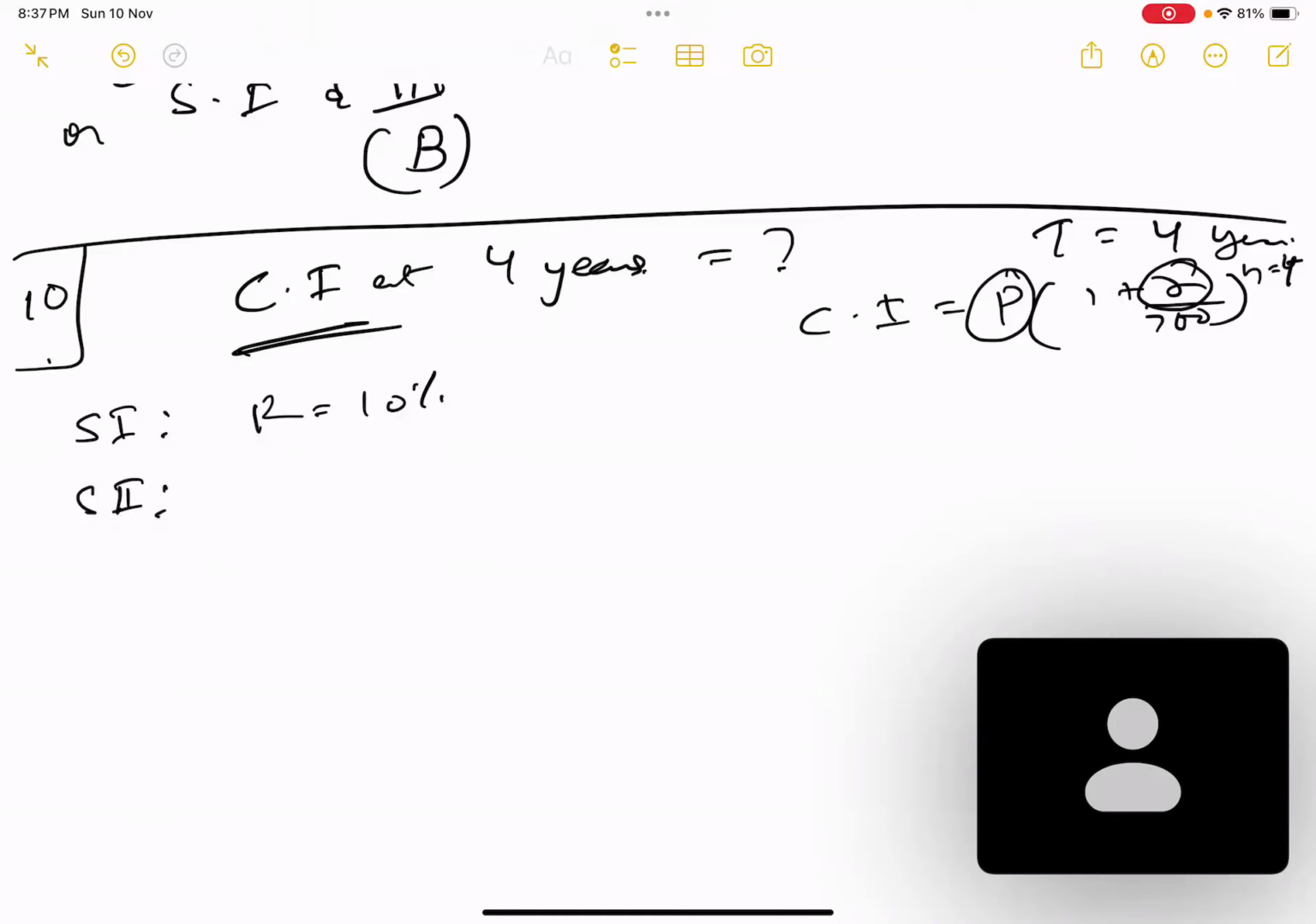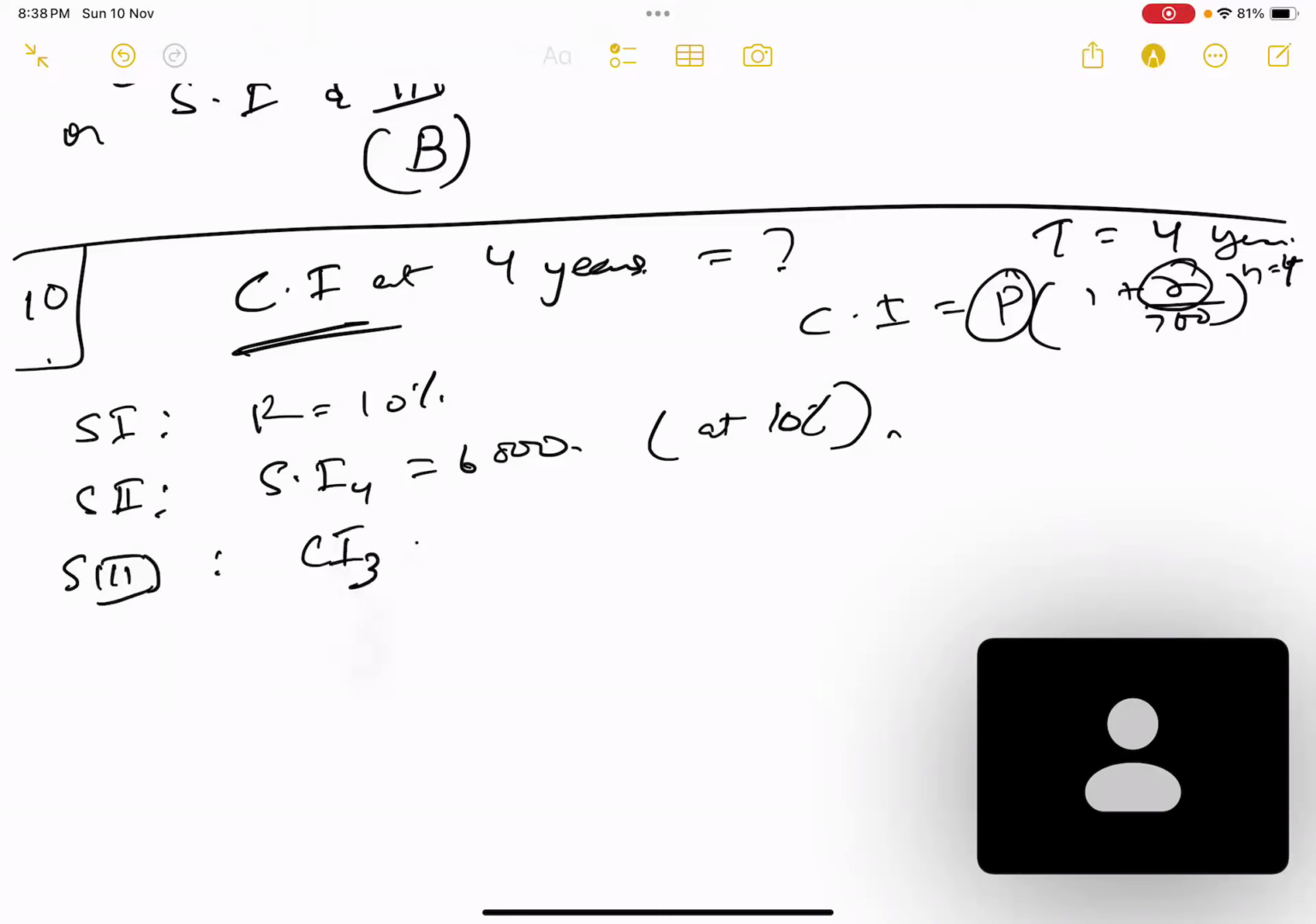simple interest earned for the same time period, the simple interest for 4 years, is how much? 6,000, at 10% interest rate, right? Rate of interest. And statement 3 says that the compound interest for 3 years is more than the simple interest for that period, 3 years, by 961.50 rupees.